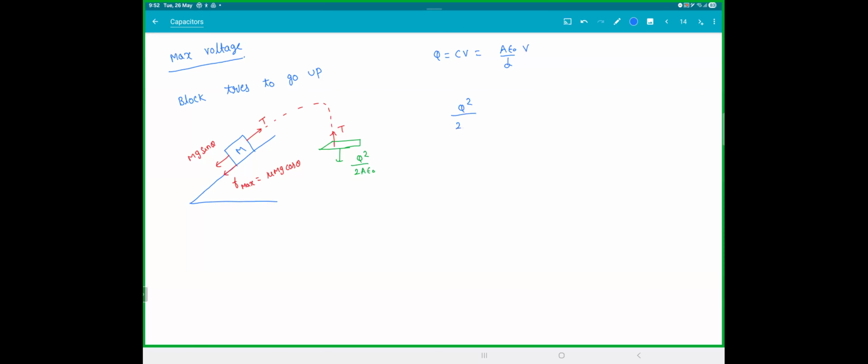So Q square by 2A epsilon must be equal to mg sine theta plus mu mg cos theta. This is your Q max. So if you solve this, you'll get a V max. Yeah, you can do that. I will leave it to you. Similarly, if you apply minimum voltage, meaning the attraction is so weak, the block will try to slide down.